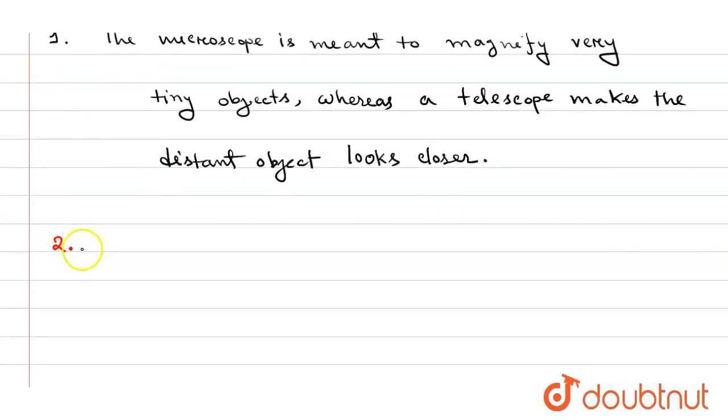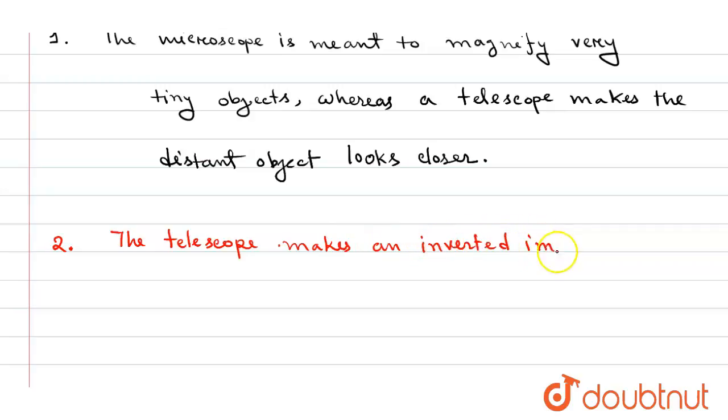Now the next difference is the telescope makes an inverted image. But microscope gives the erect image.